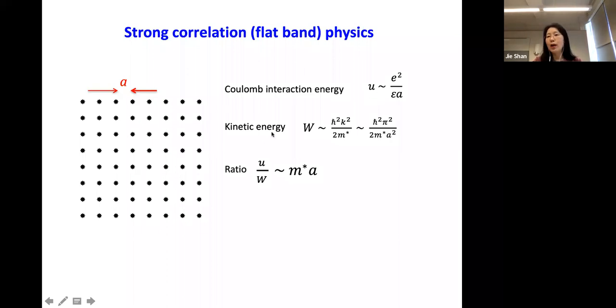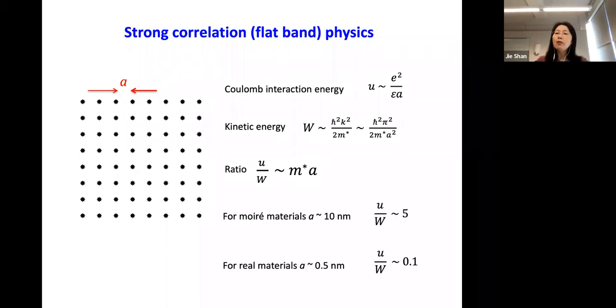And we can also estimate the kinetic energy, which is momentum squared divided by 2 times the mass of the particle, right? And the momentum is inversely proportional to this period. So we end up with kinetic energy scaling like 1 over distance squared. Then the ratio of Coulomb interaction energy to the kinetic energy is proportional to this product, mass times the period.